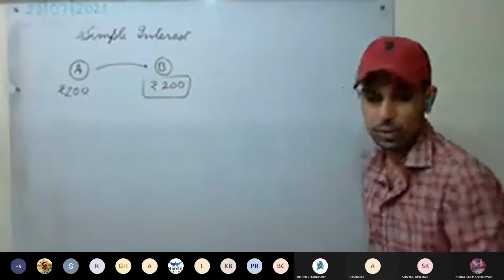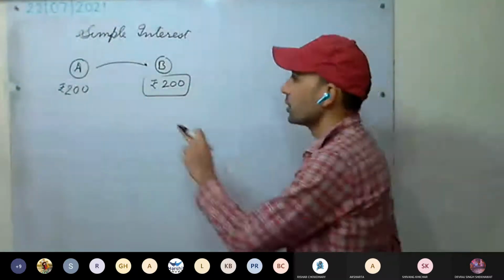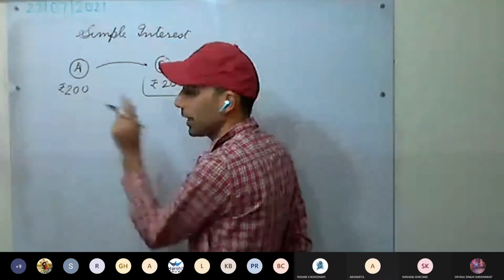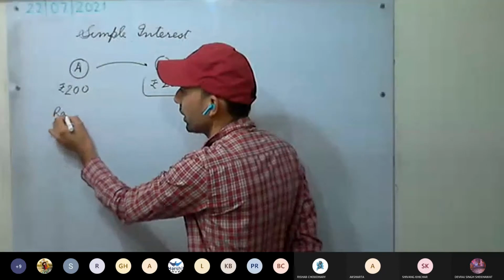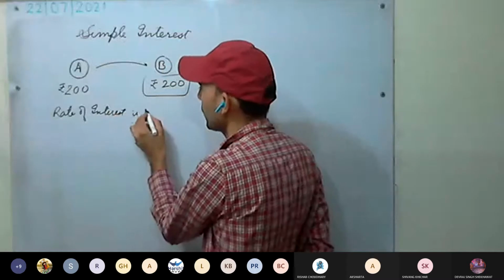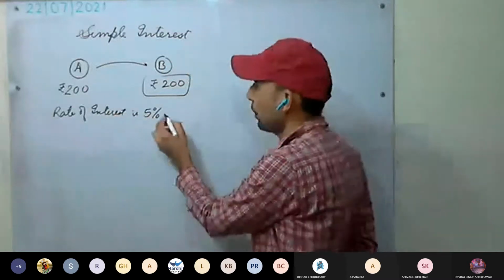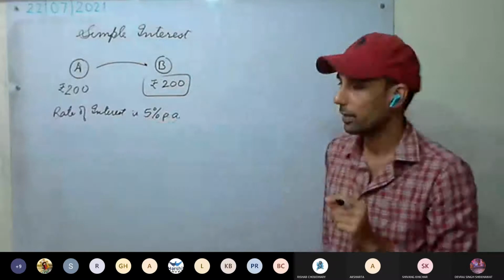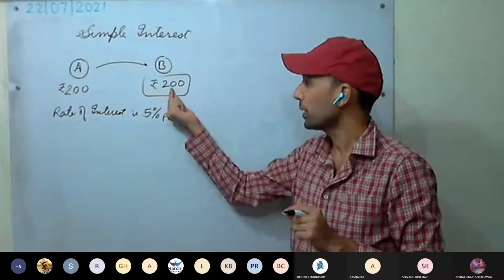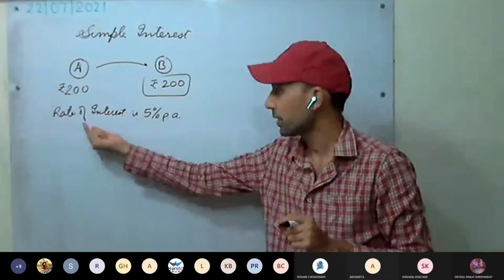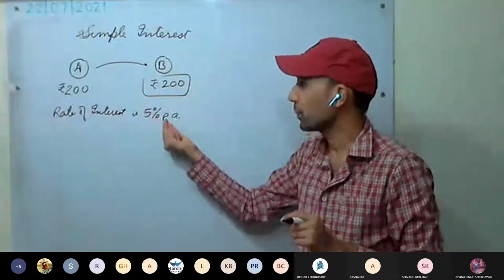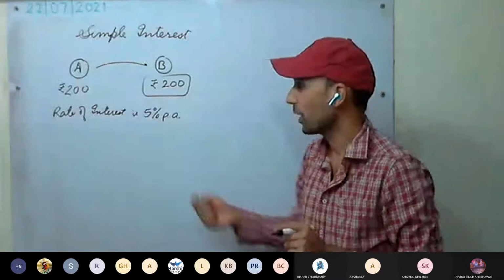So if A says to B that this time he is going to take interest in percentage, that is, the rate of interest he will charge. A is giving 200 rupees to B, and A says to B that the rate of interest is 5% per annum. It means B has to pay 200 rupees along with this rate, that is, every year the extra interest will be 5% per annum.